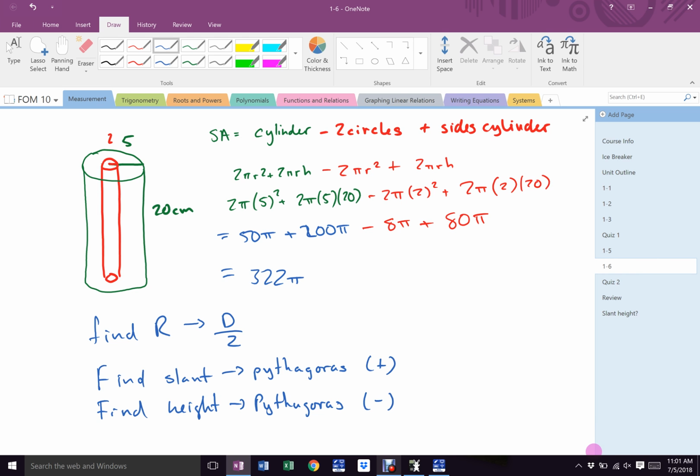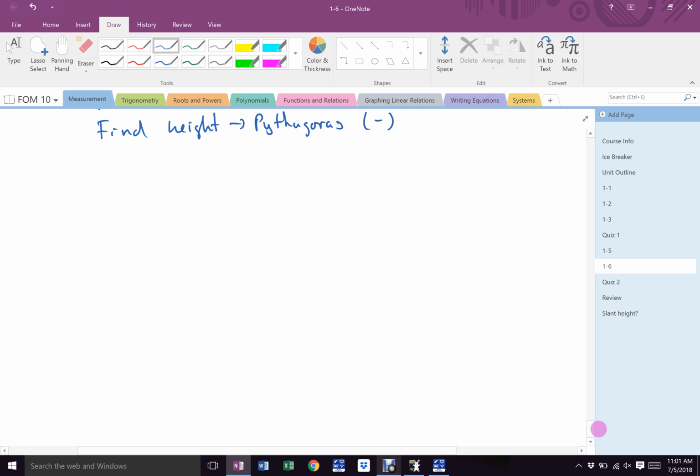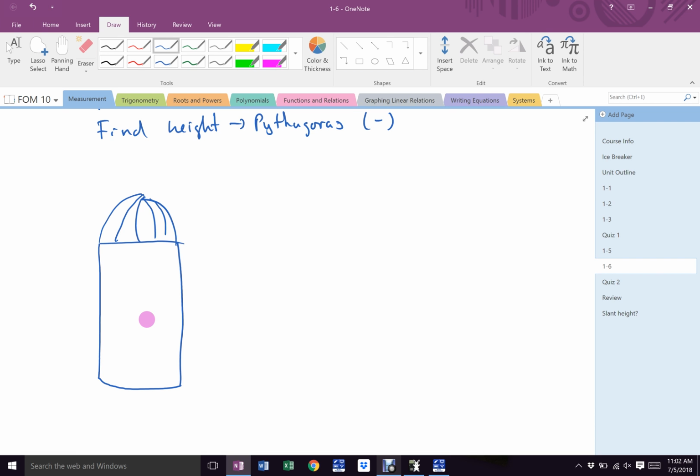Let's do another one. Now, there was that silo question about volume, right? How much I can fill it up? Well, now I want to paint the silo. Is painting volume or surface area? Surface area. So a silo looks like this. There's a cylinder, and then there's a hemisphere on the top. And there's usually a door in it somewhere.